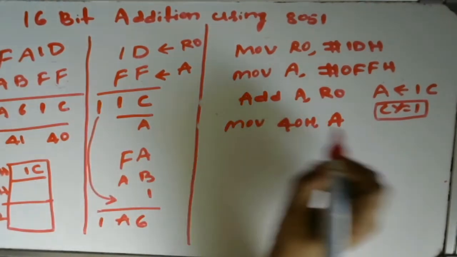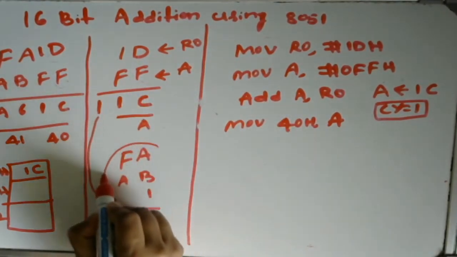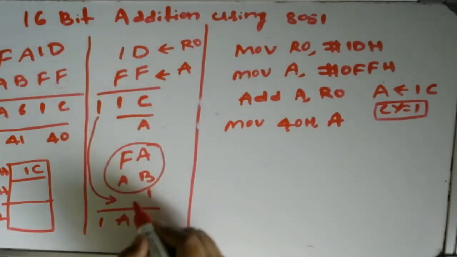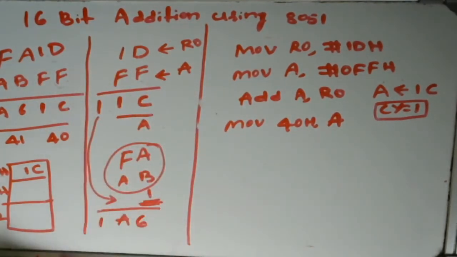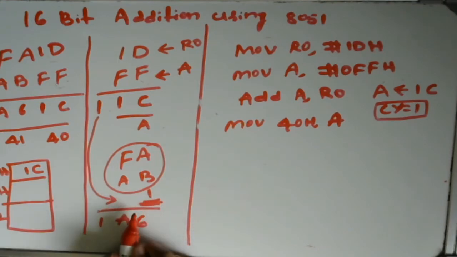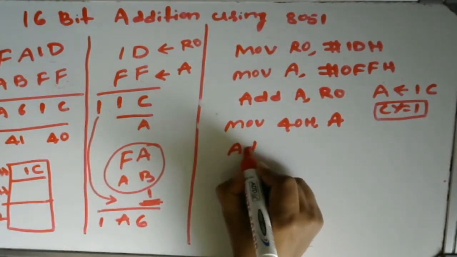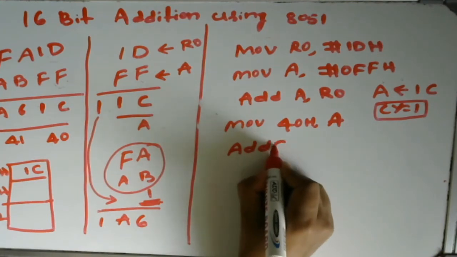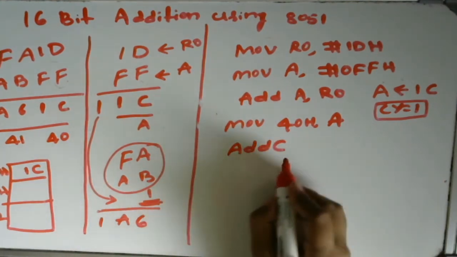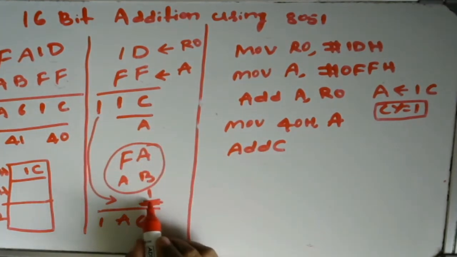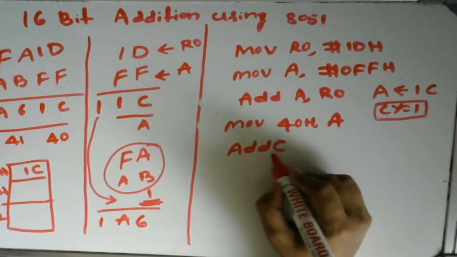Now next we need to add the higher bytes. When we do this addition, we have to consider the carry also. If we don't consider it, the result will be wrong. For that purpose, the 8051 provides the instruction ADDC. ADDC will add the two numbers along with the carry.